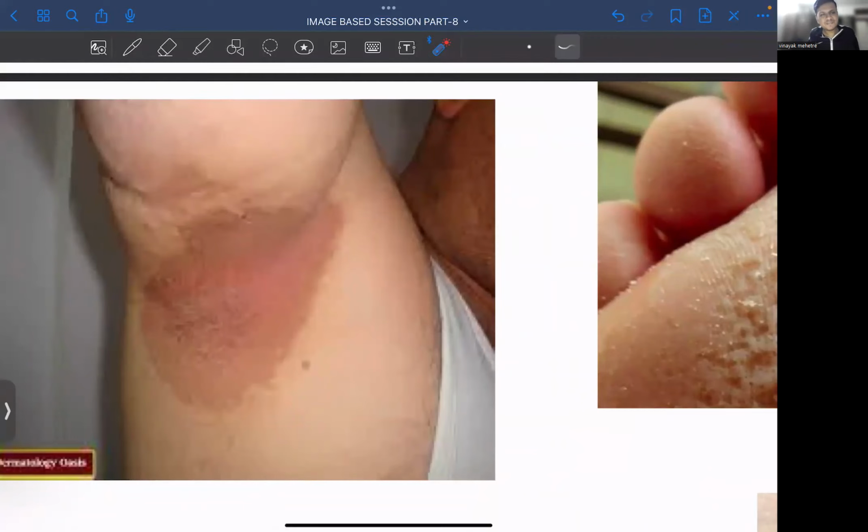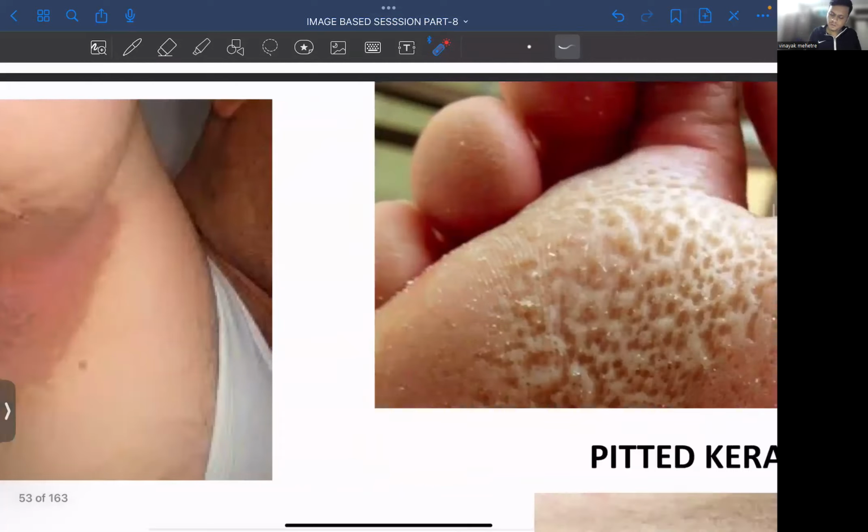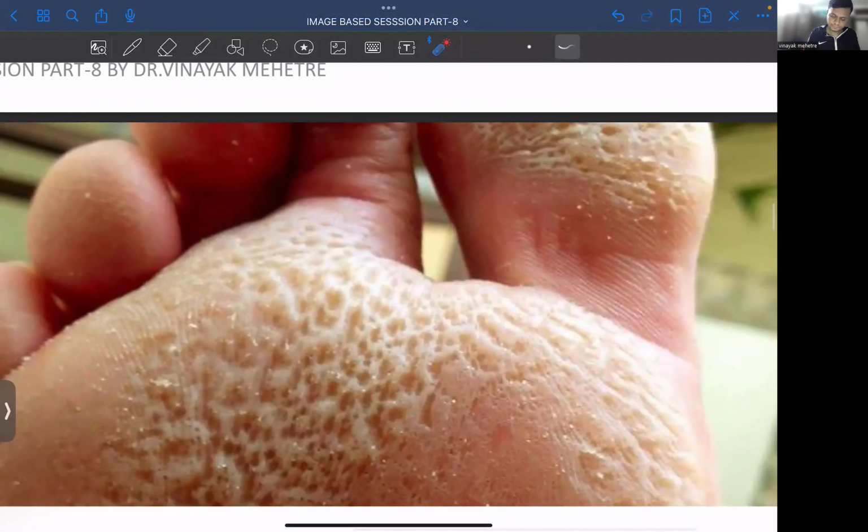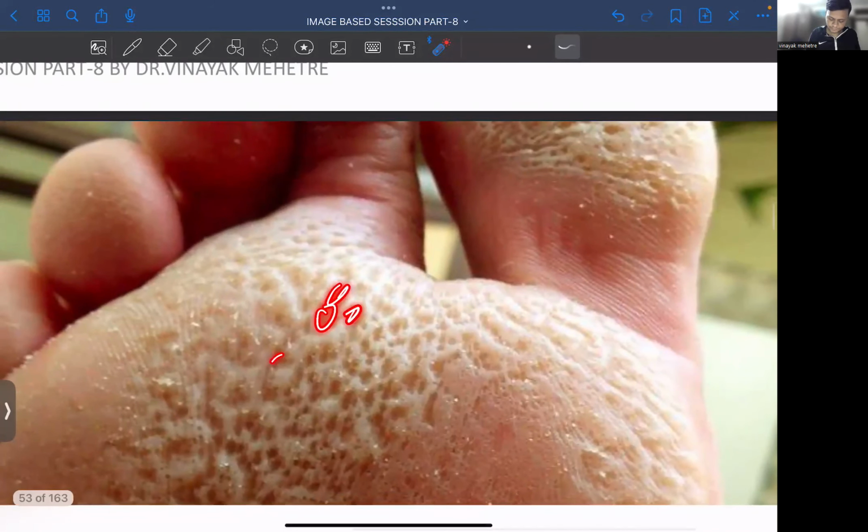A discoloration present in axilla. Okay, discoloration present in axilla. Due to what? Whenever you are getting a discoloration present in axilla, remember it is erythrasma. Erythrasma. Okay? Are you able to see holes? There are holes, right? This is called as pitted keratolysis. Pitted keratolysis. Okay.